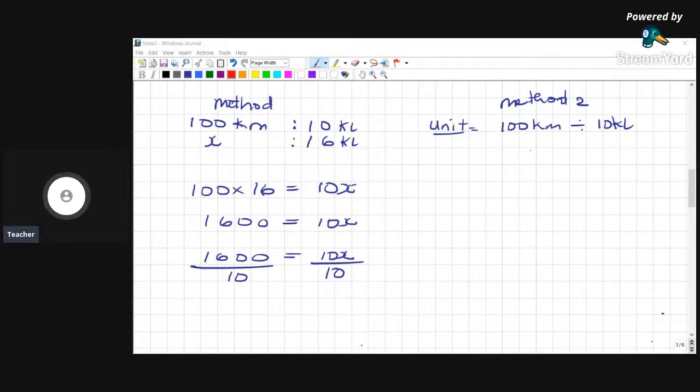All right, so now we go to item 3. It says a car travels 100 kilometers on 10 kiloliters of gasoline. How far will it travel on 16 liters of gasoline if it uses fuel at the same rate?